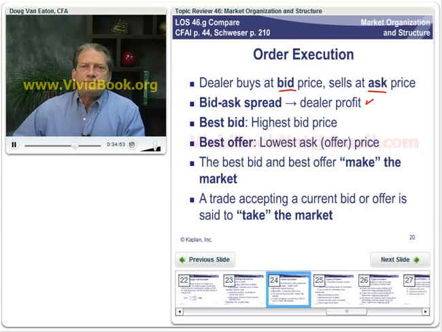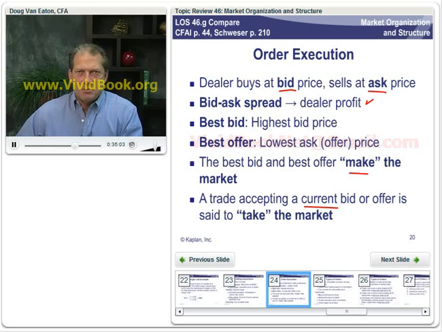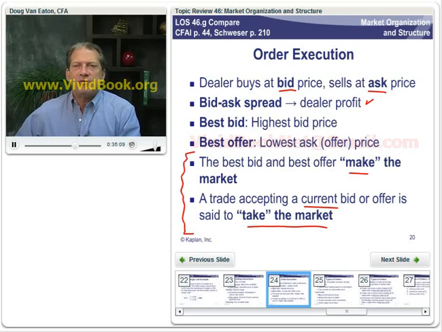The best bid and the best offer, we say, make the market. And a trade accepting the current bid or offer is said to take the market. Please learn this terminology. It's certainly not all that crucial in real life, but it's certainly testable material for the Level 1 exam.